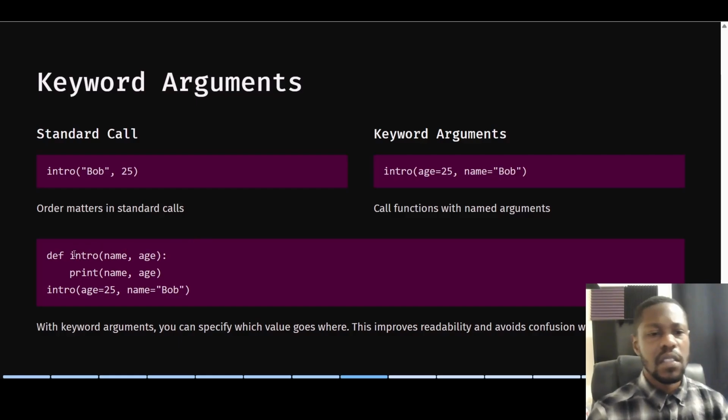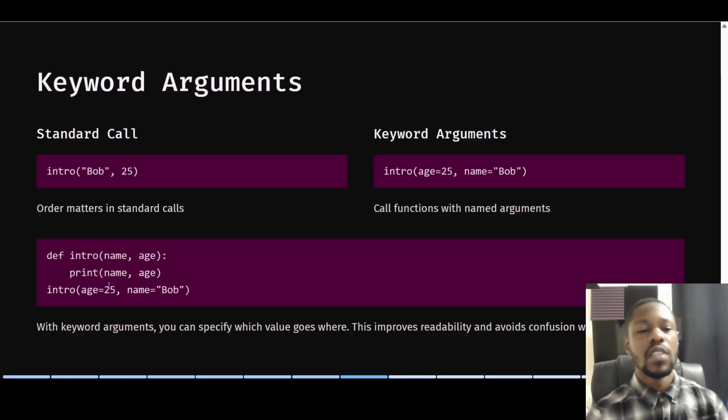Looking at this example here, we've defined intro with name and age, and we're going to print name and age. It's going to be expecting the same format, with the name first and the age second. Whereas with keyword arguments, it doesn't matter, as we've explicitly said name and age, and we've already passed the values in. Okay.